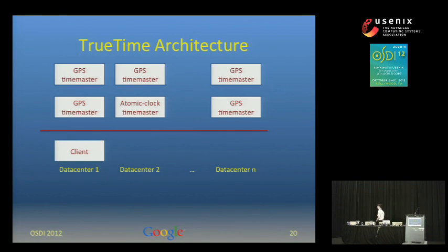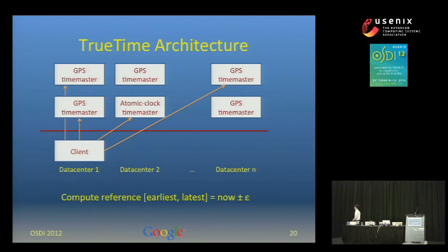Any client machine in any of our data centers that wants to use TrueTime merely has to run a daemon that regularly contacts a subset of the time masters. That daemon will contact some local time masters to minimize latency. It'll contact some remote time masters to get redundancy in case the local time masters are down. It'll contact mostly GPS time masters, but it'll contact some atomic clock time masters to get redundancy of different time references. And what we do is we run Marzullo's algorithm, which basically intersects time intervals to determine a time reference.